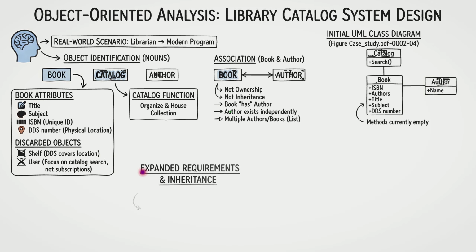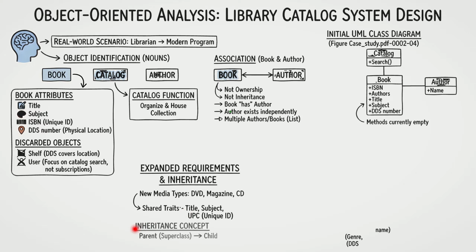But what happens when we expand our requirements? Modern libraries don't just hold books. They need to include new media types like DVDs, magazines, and CDs. While these don't use ISBN or DDS numbers, they share common traits like a title, subject, and a unique product code. To handle these variations efficiently, we introduce the inheritance concept.